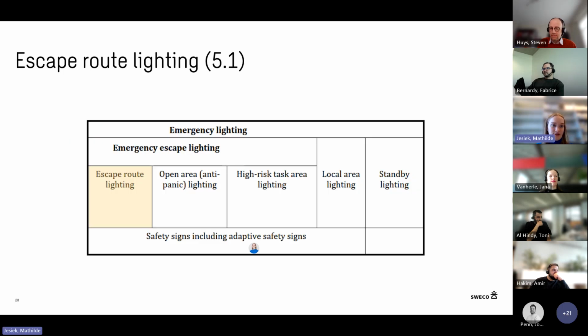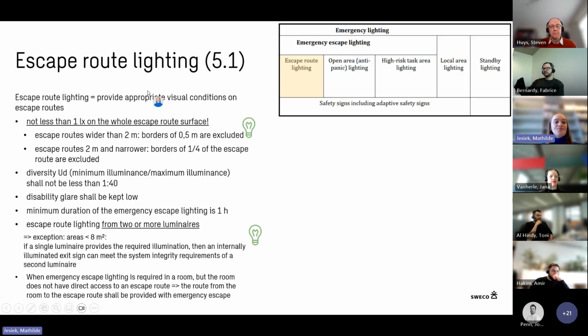Okay, now to the escape route lighting, so the light that can guide you safely out of the building. Before, we were designing the escape route as a center line where you needed 1 lux, and the rest of the escape route needed half a lux. This is now changed in the new norm. The whole band needs now 1 lux minimum.